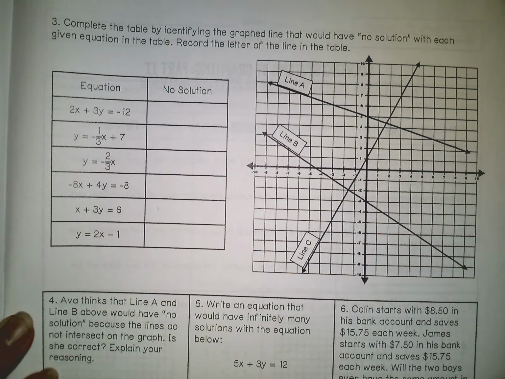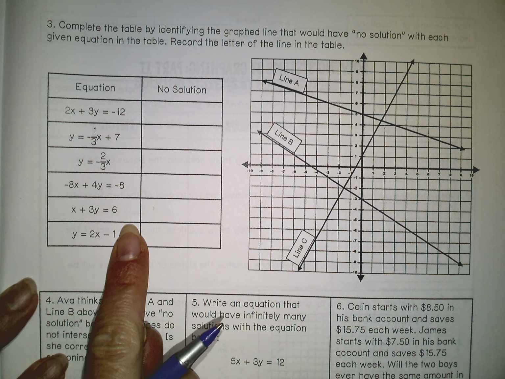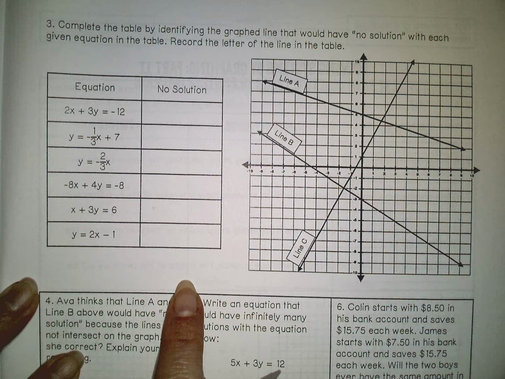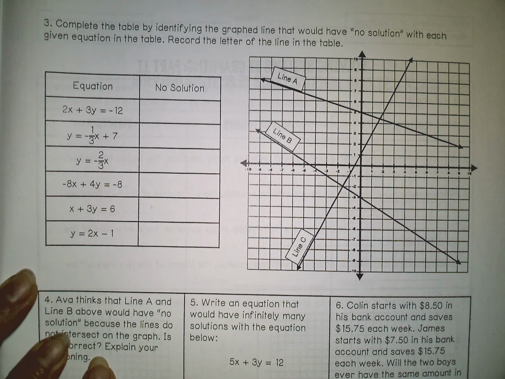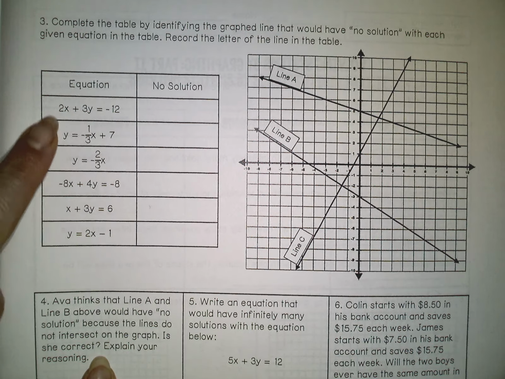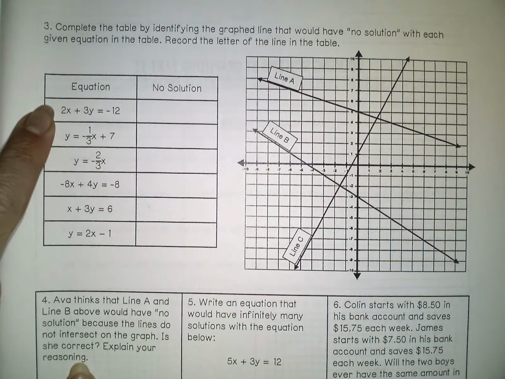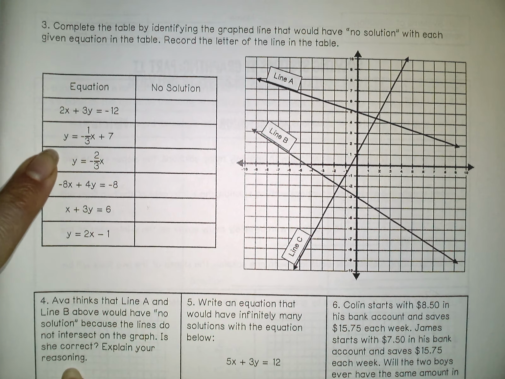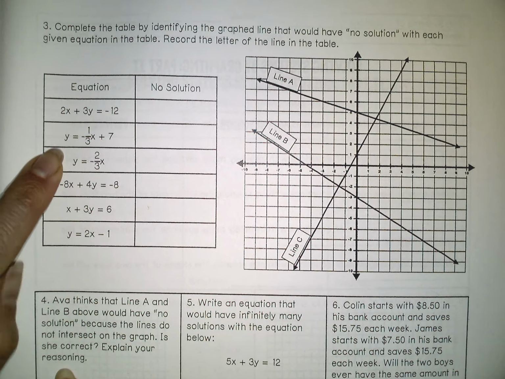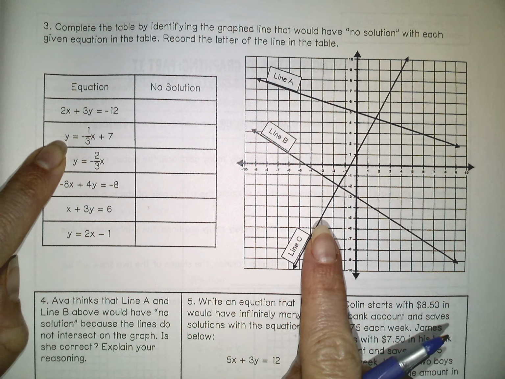Okay, so let's take a look over here on this activity on number 3. The directions ask you to complete the table by identifying the graphed line that would have no solution with each of these given equations in the table. Record the letter of the line in the table. So I'm going to start with an easy one here. We'll start with one that is already in slope-intercept form, and then we'll go back and we'll revamp this one into slope-intercept form.